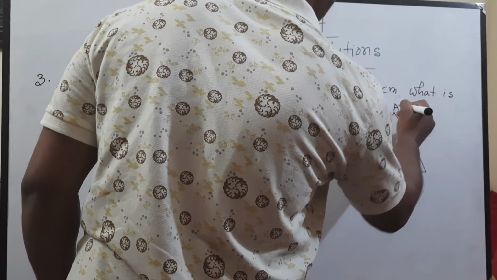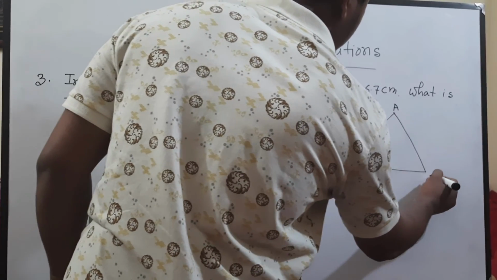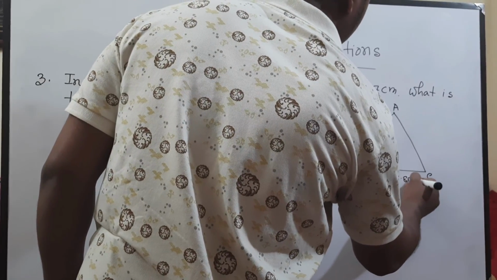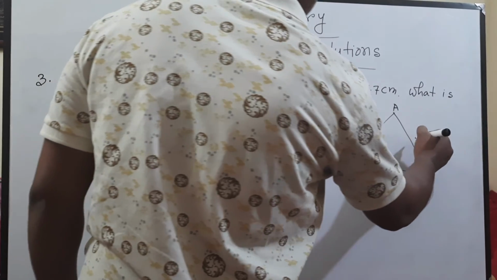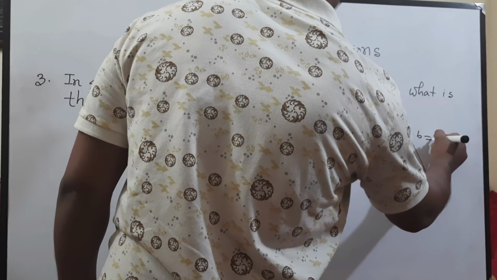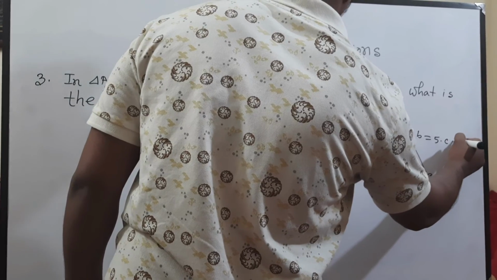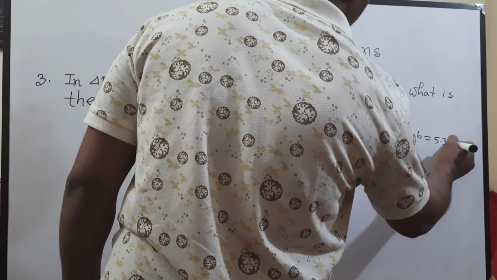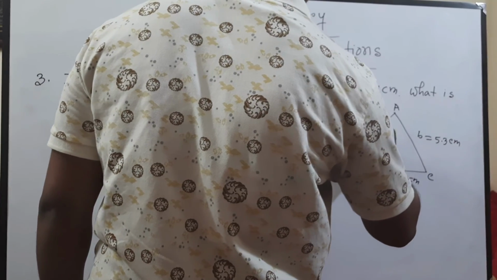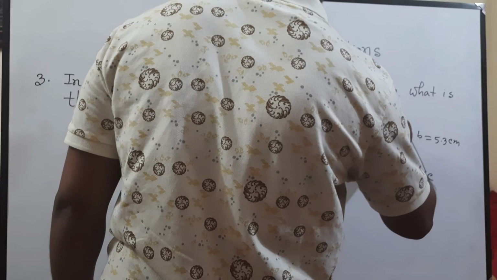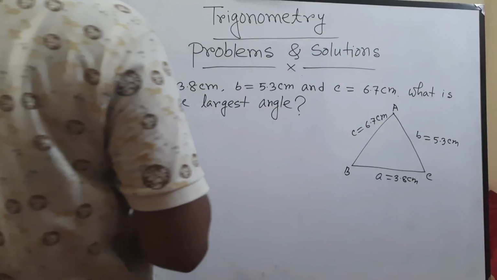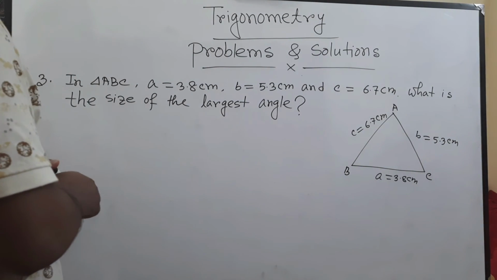So if we consider ABC is a triangle, so here the a equal 3.8 centimeter and b equal 5.3 centimeter, and c equal 6.7 centimeter. So the question is, what is the size of the largest angle?